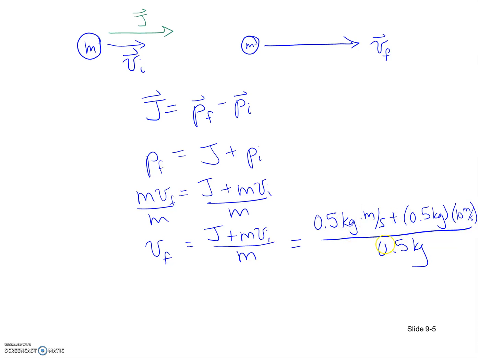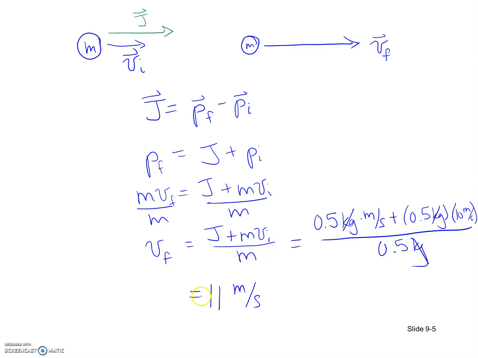Okay, this one I think I can do in my head. Half of 10 is 5. 5 plus 0.5 is 5.5. So 5.5 divided by 0.5 is 55 divided by 5, which is 11. And let's take a look at the units. Kilograms on top cancel with the kilograms on the bottom, and we're left with just meters per second.